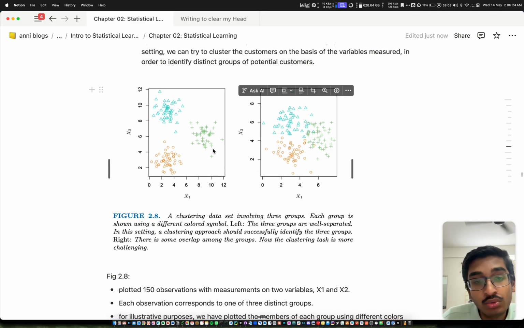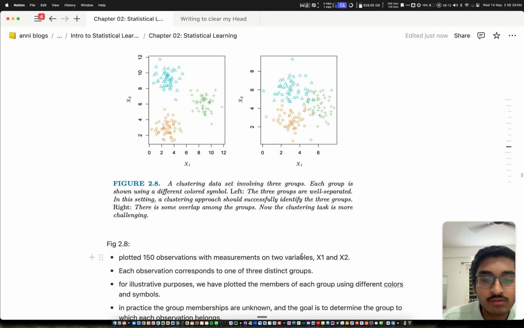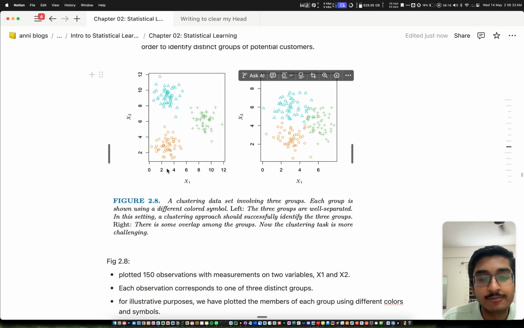There are two things, the left panel and the right panel. On the left, we have 150 observations plotted against 2 variables, x1 and x2. You can imagine this to be like the size of your house, and this could be the number of bathrooms in the house. So the size of the house is like 10 square meters, which is very small, but you have 6 bathrooms. So your house is full of bathrooms. But yeah, that's x1.